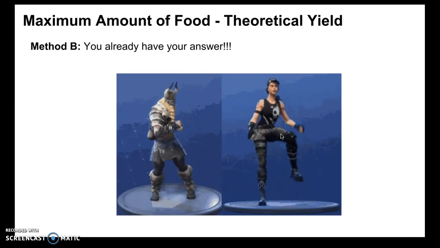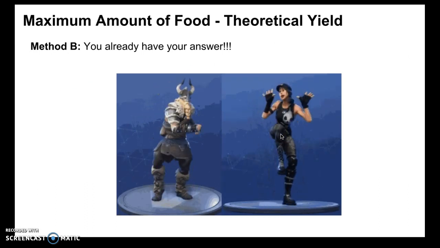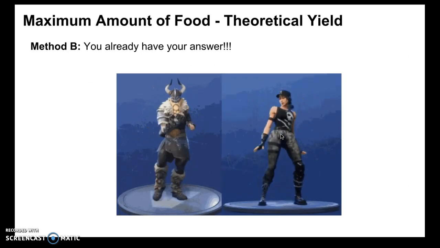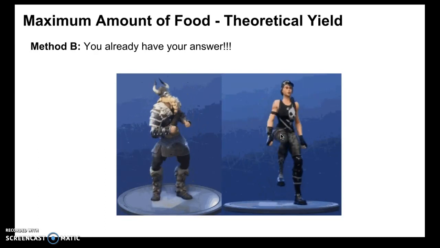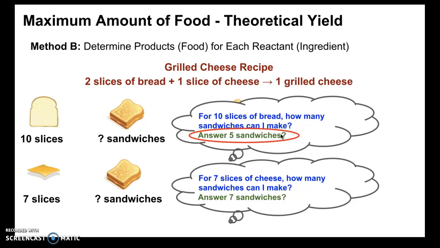Okay, what about method B? Cool thing about method B: if you did method B for your limiting reactant, you already have your theoretical yield answer. So you can celebrate, you can party. All right, so what do I mean by that? Let's go back to the method B work that we looked at in video 1.